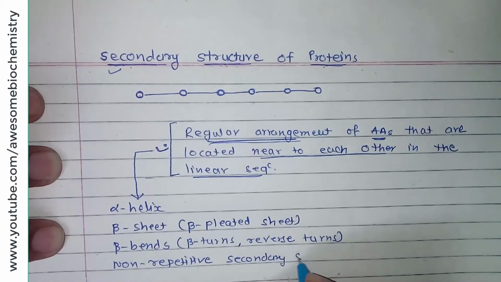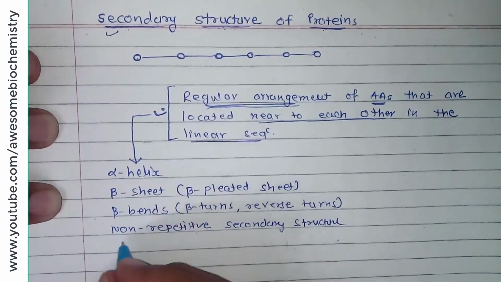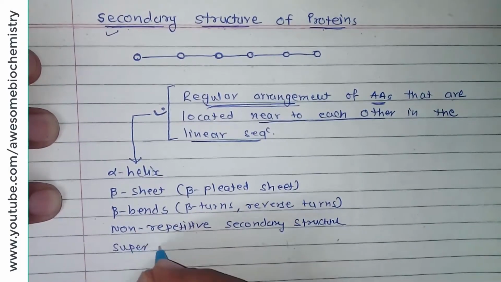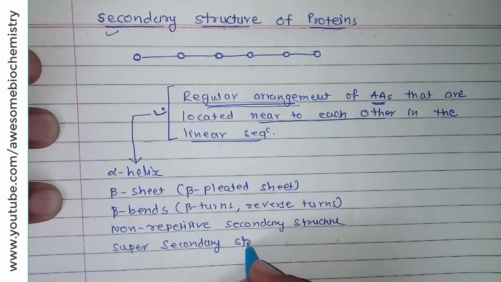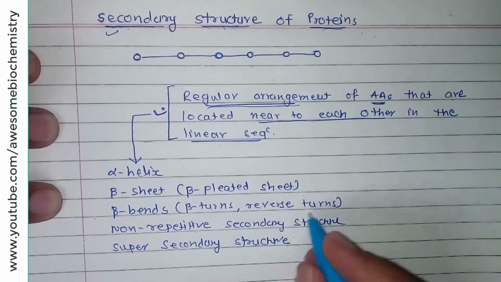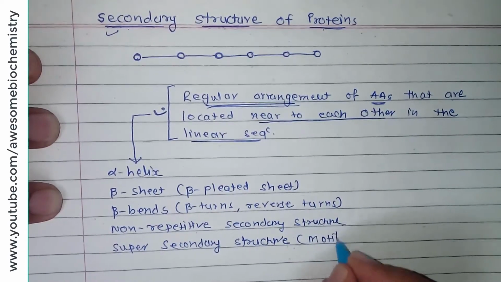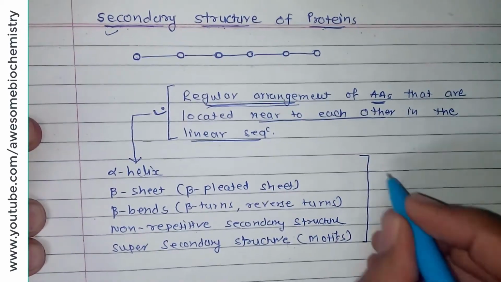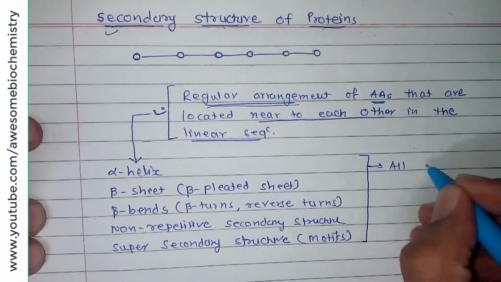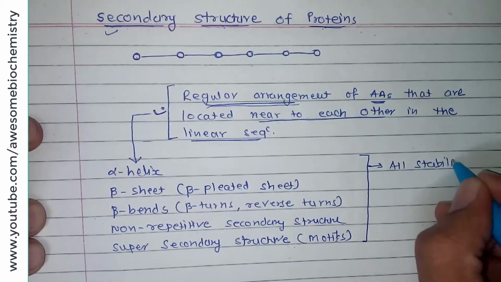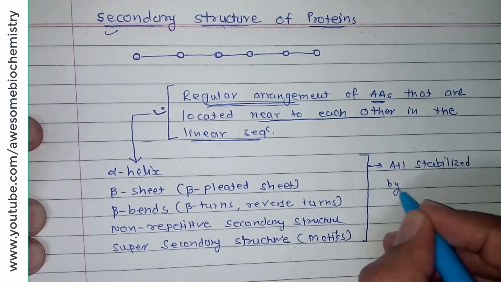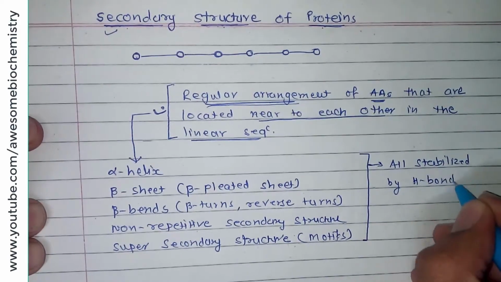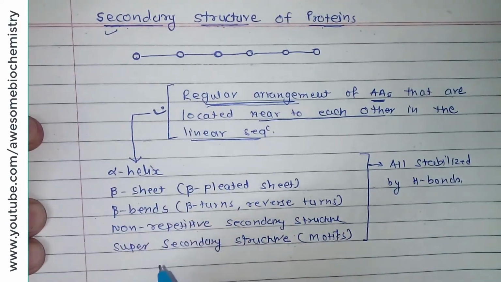Non-repetitive secondary structure. And the fifth type is the super secondary structure, also called motifs. Now, all of these different secondary structures are stabilized by hydrogen bonds. This is one thing common in all of these secondary structures, right?